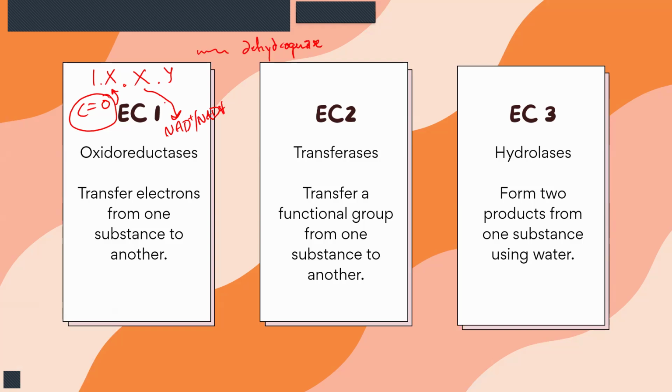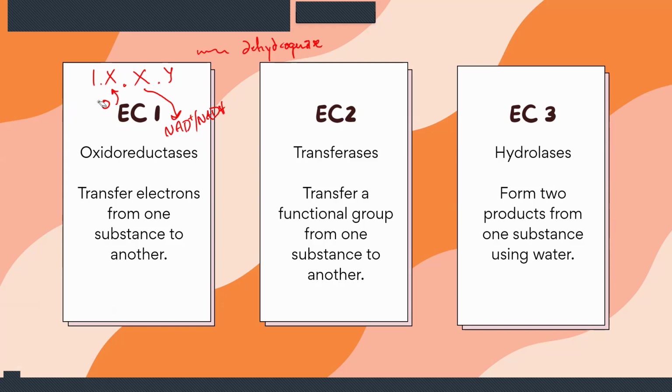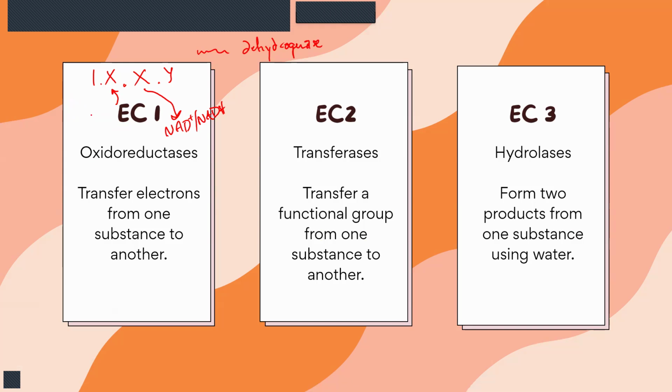So that's kind of the lay of the land. Now, in the event that rather than working on a carbonyl group, this enzyme worked on, let's put it simply, an amine, but it's still using NAD plus and NADH, well, then the classification would be a little bit different.